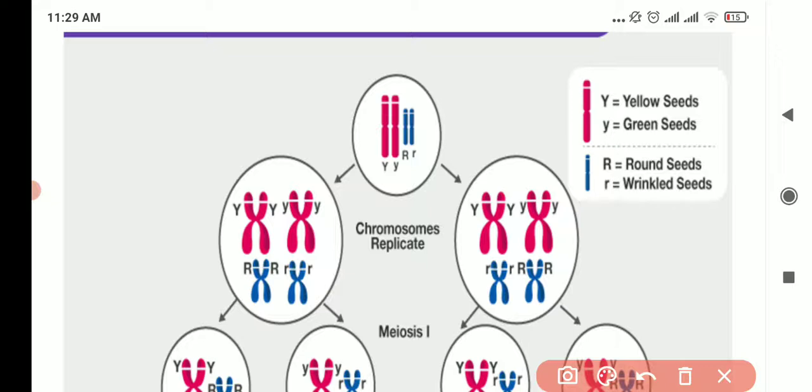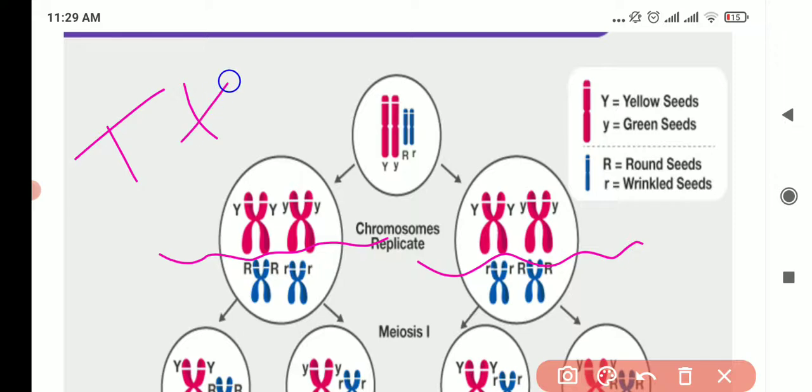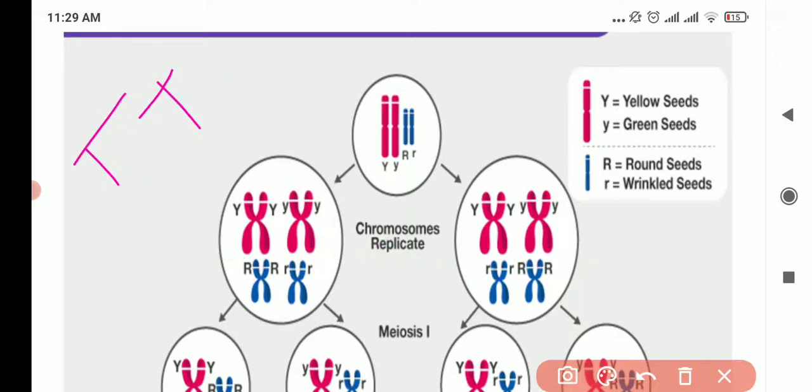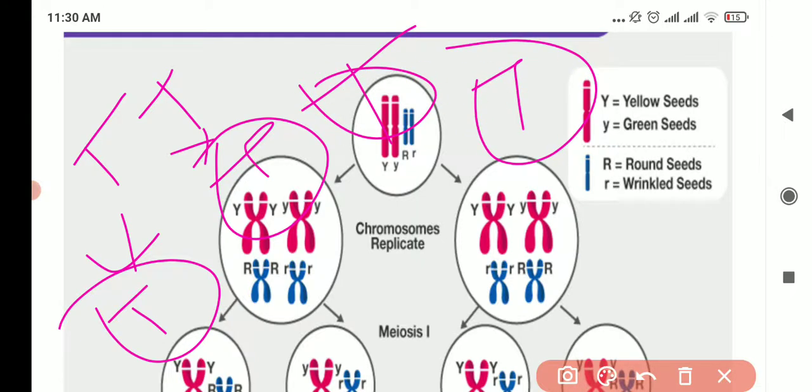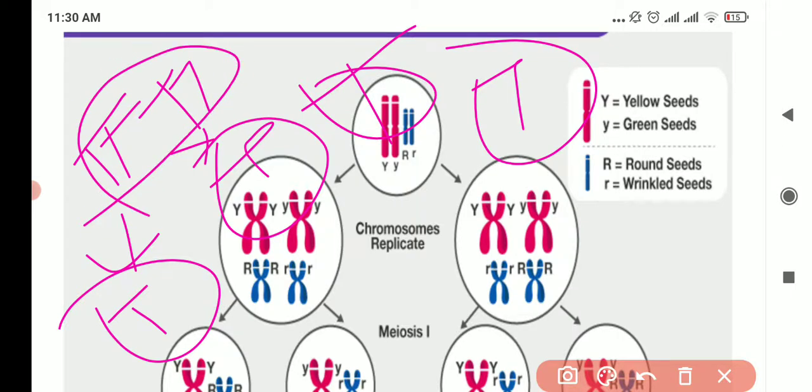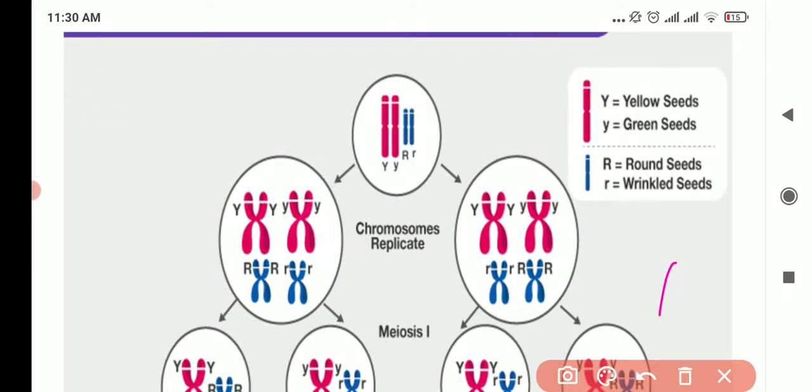To get 4 cells in meiosis, no? First the chromosome will duplicate. So it's not exactly directly from capital T. Directly we get this one like that. But we should be getting 4 gametes, so it should be capital T, capital T, capital T, which means that they have to duplicate. So they are undergoing replication, no?